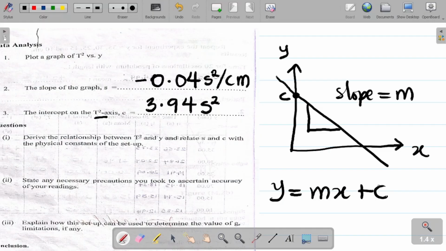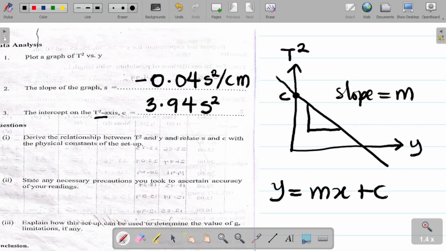So how does this help us get the relationship between t squared and y? Now, in our graph here, note that you don't have y here. What you have here is actually t squared. So y here should be t squared. Also, you don't have x. What you have here is y in cm. So instead, we now have y here in cm.